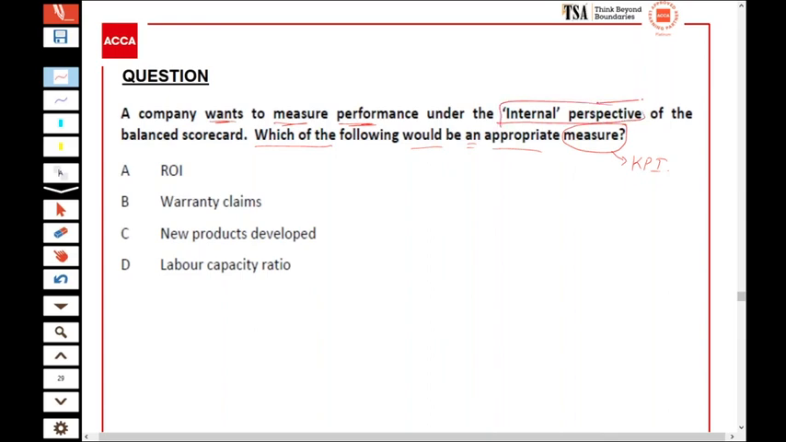Can you people answer in the question box which is the correct option over here? From the internal perspective. Internal means looking at the management working, that means management strengths and management weaknesses. Can you people answer here, students?